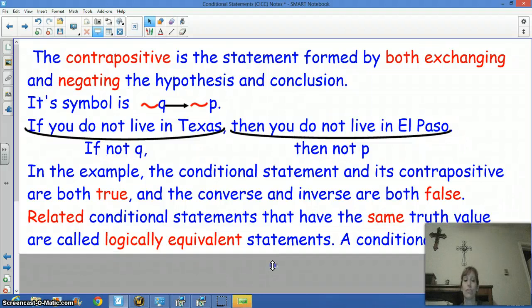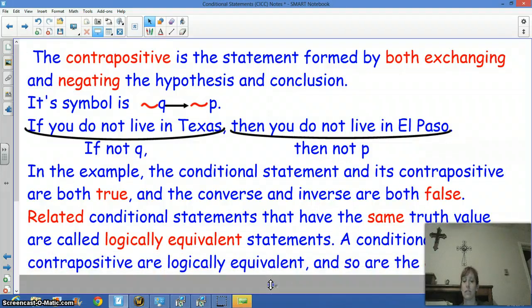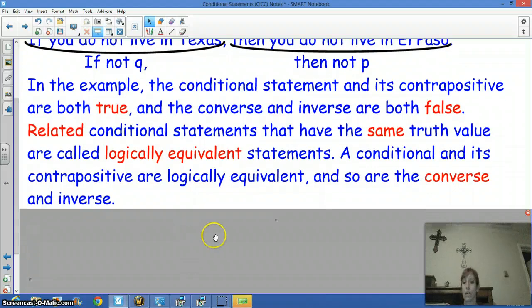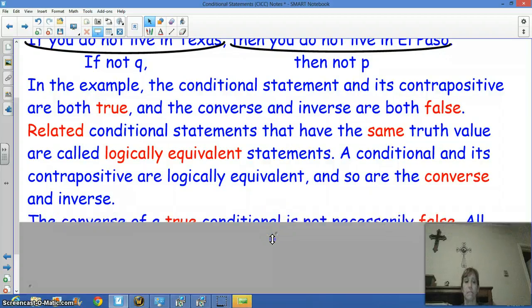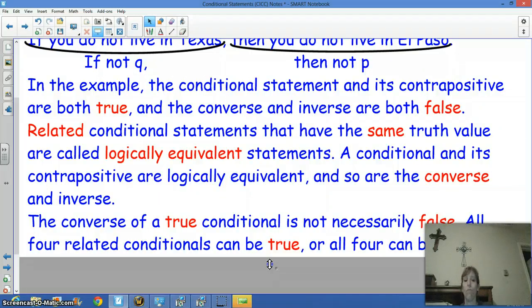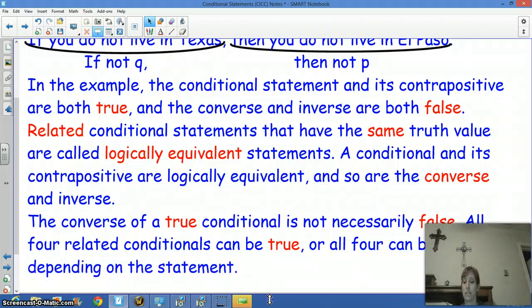Alright, a conditional statement and its contrapositive are logically equivalent. We just talked about that. And so are the converse and inverse. Okay, so the middle sections are also true, and they belong together. Alright, the converse of a true conditional is not necessarily false. Alright, all four related conditionals can be true, or all four can be false, depending on the statement.